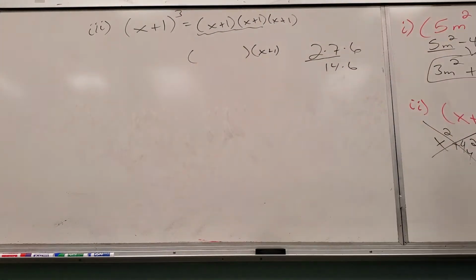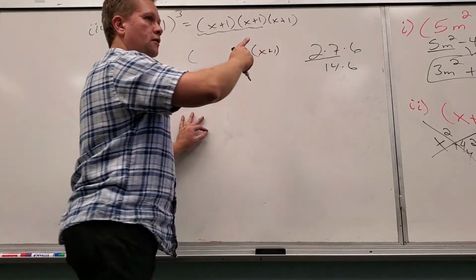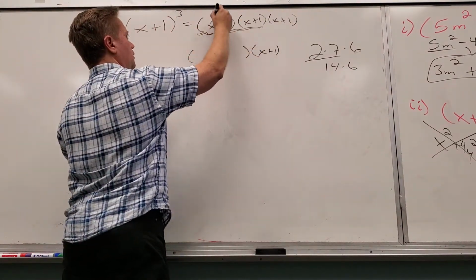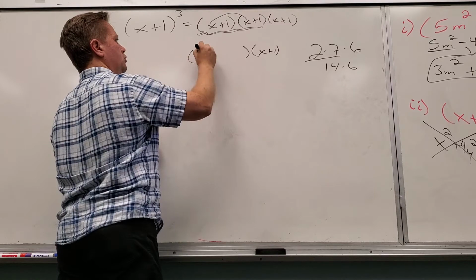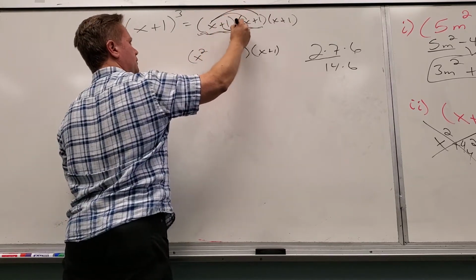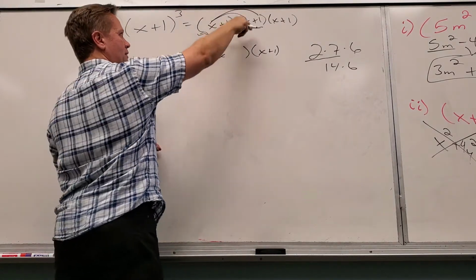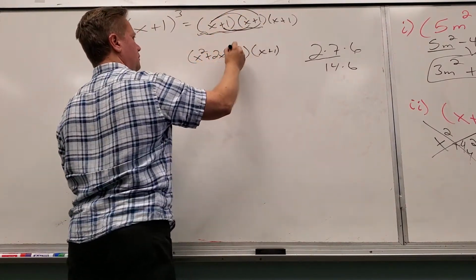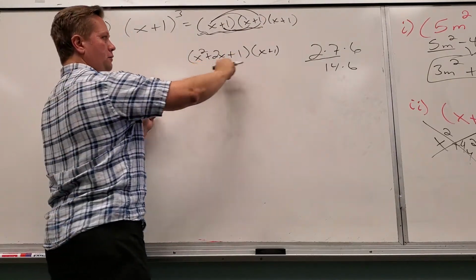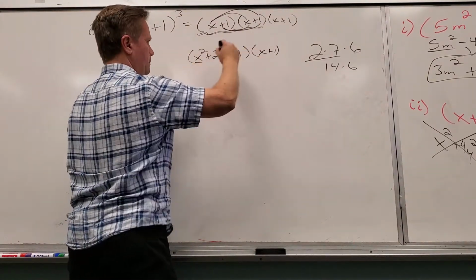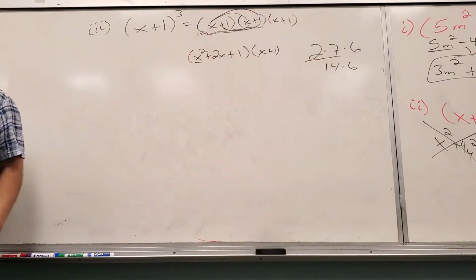You can't plug numbers in because I don't know what x is. I could plug in a number when I'm done to check what I got, and then you can pick whatever number you want to. But to do this, I can't plug stuff in. So how do you do this piece? It would be x squared plus x plus another x. Is that cool? x and then x is 2x, and then I got 1 times 1. And now you just go through each one. So all three of these have to get their turn.